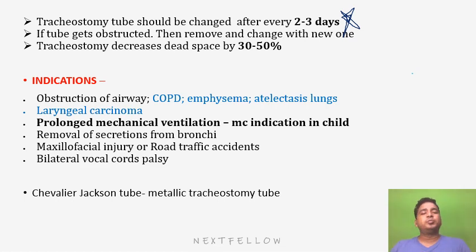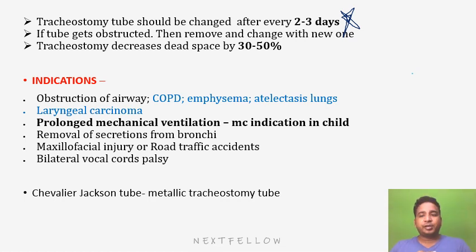There are two types of tracheostomy tube most commonly preferred. The first one is the metallic tracheostomy tube, which is also known as the Chevalier Jackson tube. It consists of three parts: one is the obturator, then the inner tube and the outer tube. So it's a metallic tube known as the Chevalier Jackson tube.